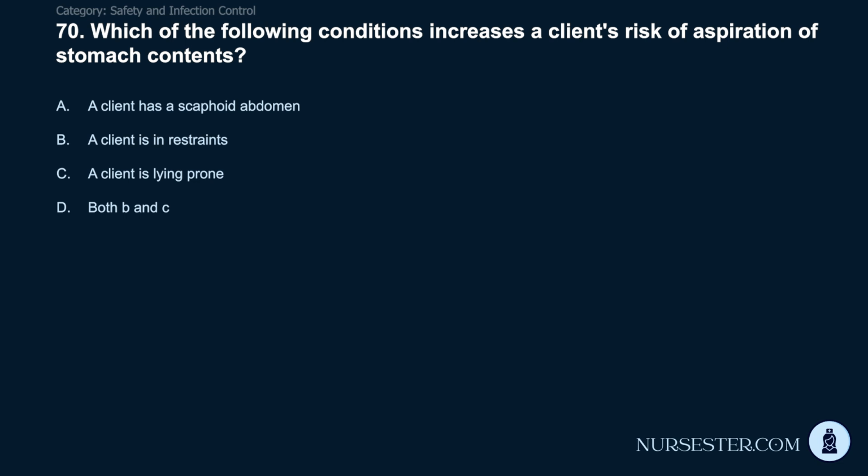70. Which of the following conditions increases a client's risk of aspiration of stomach contents? A. A client has a scaphoid abdomen. B. A client is in restraints. C. A client is lying prone. D. Both B and C. Correct answer, B. A client is in restraints.